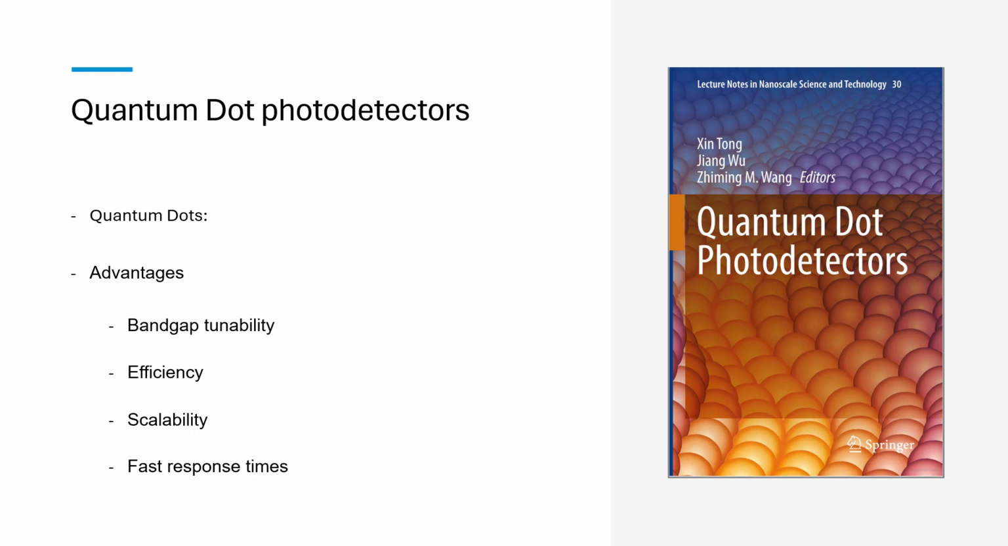The band gap of a quantum dot, which determines the energy of absorbed photons, can be controlled by adjusting its size. This tunability enables quantum dot photodetectors to be customized for specific applications requiring the detection of different wavelengths of light.